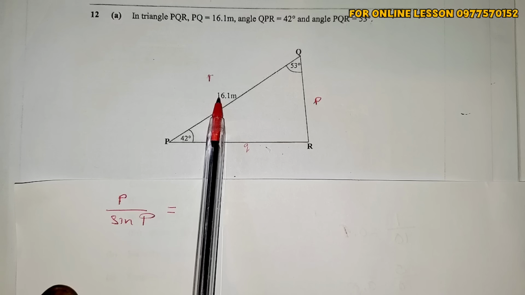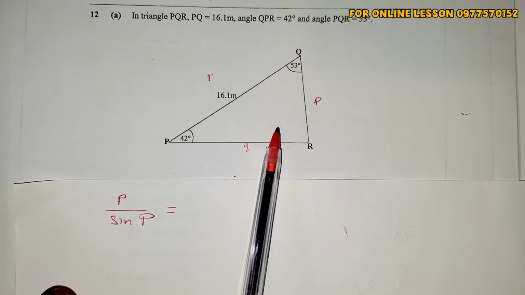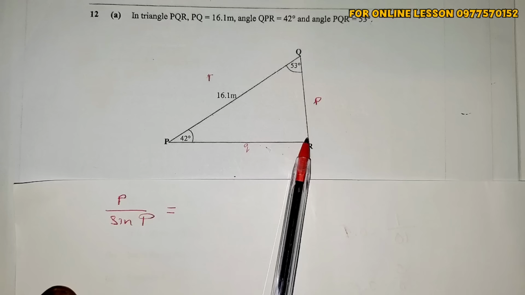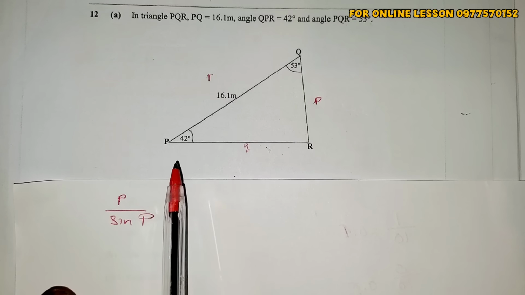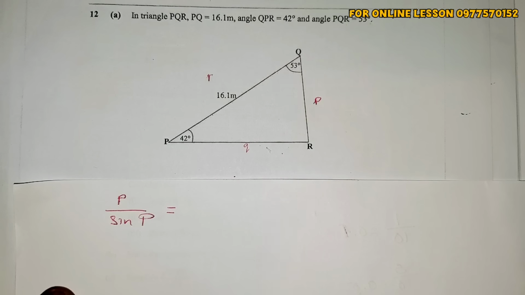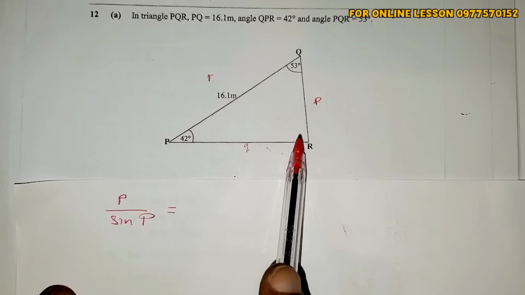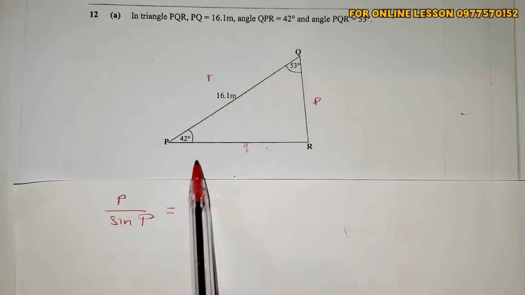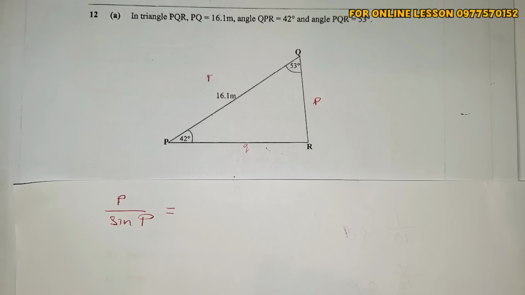Here you have 16.1 meters. Do you have its corresponding angle? No. Opposite angle? No. Now, which one is easier to find? Is it a side or an angle? Let me tell you, my friend, the angle here is easy to find because we have two other sides, so we can use the angles in a triangle.